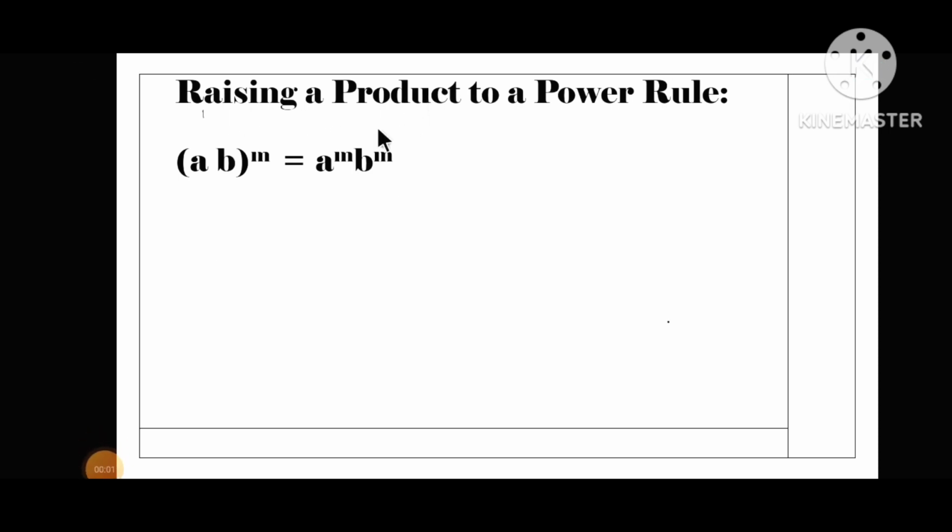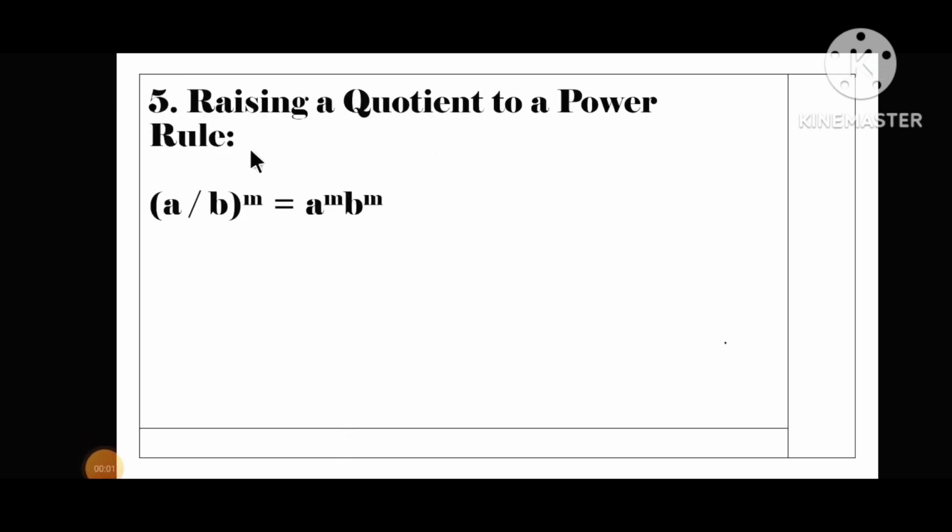Next rule, raising a product to a power rule. AB raised to m is equal to a to the m, b to the m. So parang dinidistribute lang, ano? Example, xy raised to 5 is equal to x to the fifth power and y to the fifth power. Yun lang yon. Okay?